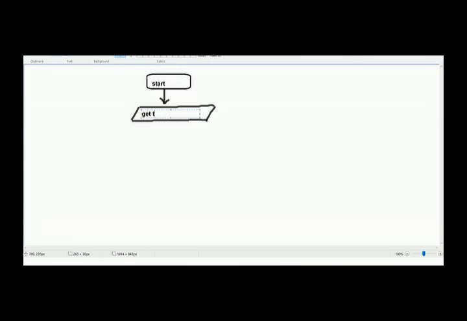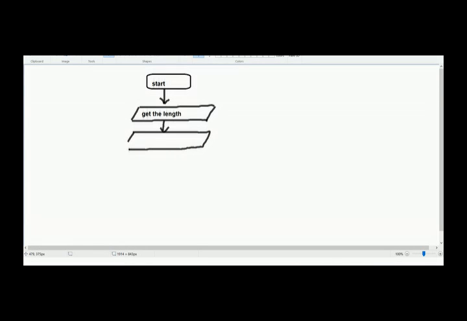Okay. I'm going to get the length. Then what are you going to get? Then after that, what are you going to get? Get the width. Very good. So you have to get the width. In a parallelogram, you can write get the width. So that is also your input. So we need to use this shape. Get the width. Okay, now you have taken your inputs.